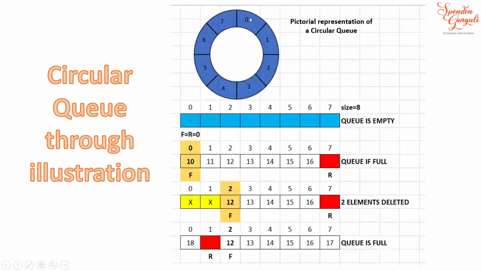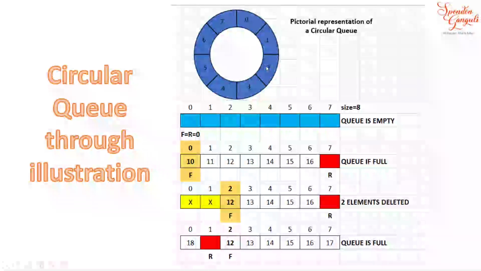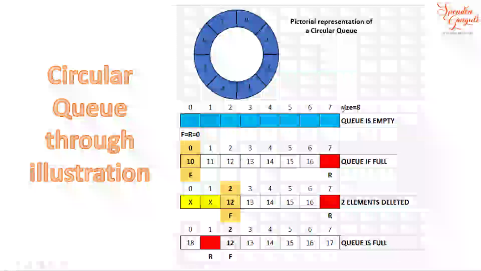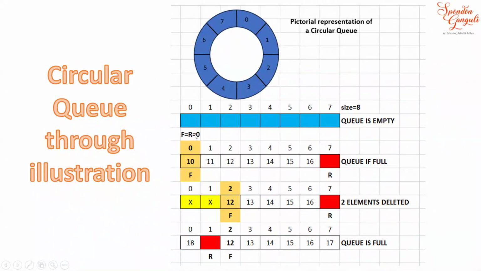Now let us view a pictorial representation of circular queue to understand how it works. So here you can see a circle, a queue in a circle with index positions 0, 1, 2, 3, 4, 5, 6, and 7. That means we have a total of 8 cells. Though we can visualize it as a circle, actually in memory it is a sequential simple queue. That means the queue is here with size 8, having index positions 0 to 7. Initially, front and rear are at 0.